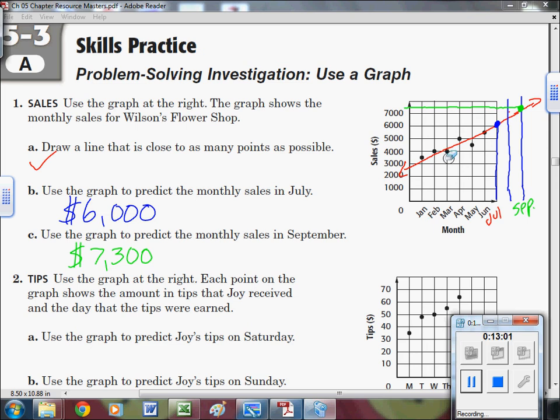You would say, let's see. I can use this. I can use the point right here. If the question was how much do sales go up in 1 month, I would personally use those 2 points. That one is about 4,200. That one's about 5,000. So that means it goes up $800. So 5,000 minus about 4,200 for that first point. So it goes up about $800.